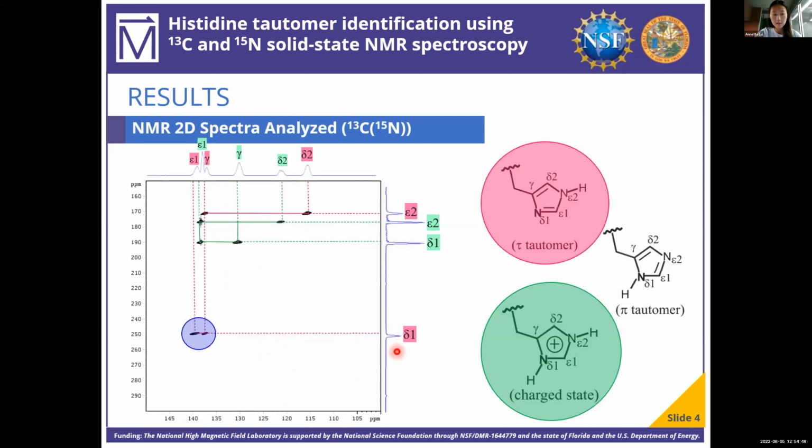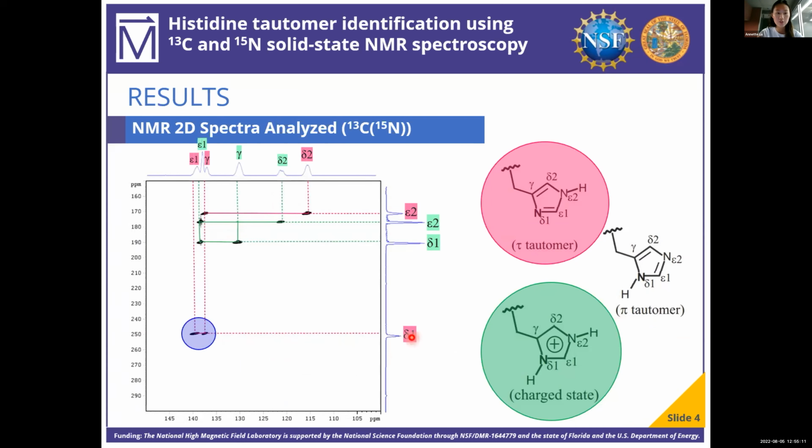So here, this chemical shift at about 250 ppm is much higher. So it represents a non-protonated nitrogen, which has a higher chemical shift. And by the carbon connectivity, we can tell that it's the tau tautomer. And these 2 green peaks, which are connected here, are a lower chemical shift, which means that they are protonated. So they correspond to the charged state.